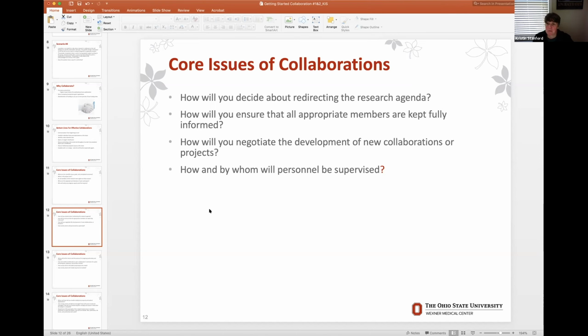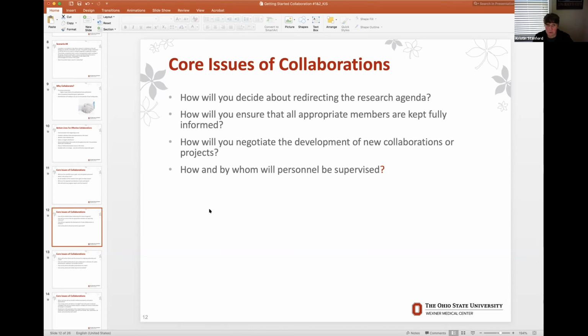How will you ensure that all appropriate members are kept fully informed? Again, this is communication, right? I know some labs that have a Slack group where they are all able to talk on a pretty frequent basis. Is this by emails, or are they group emails? Is every member of the collaboration CC'd on every email you're sending forth? Are you updating a Dropbox file that has data in it, and that's going to allow you to keep things going and moving forward in a meaningful direction?